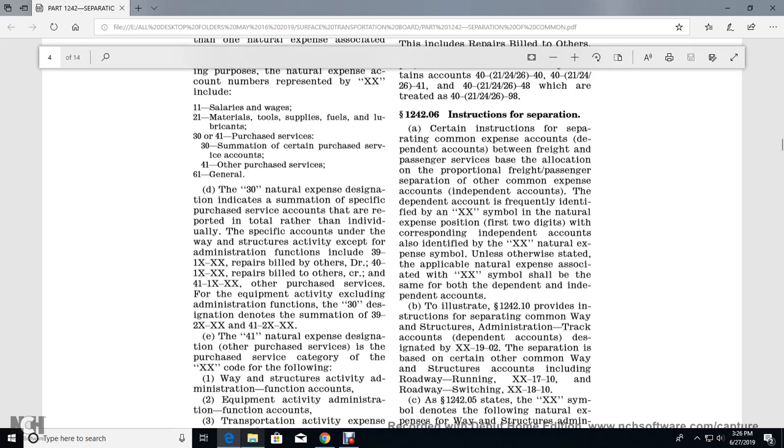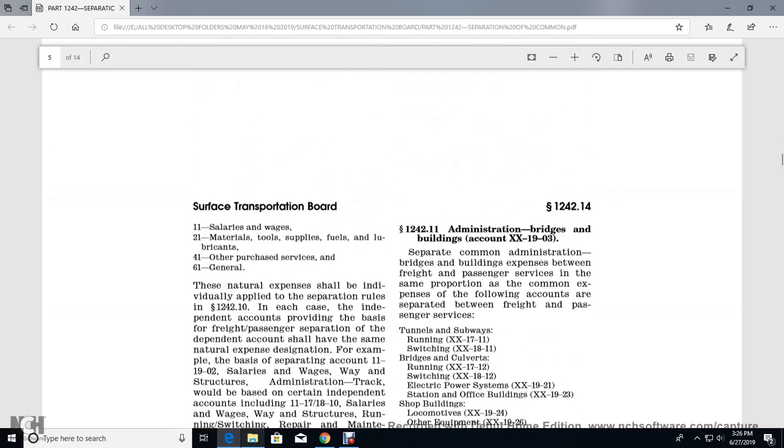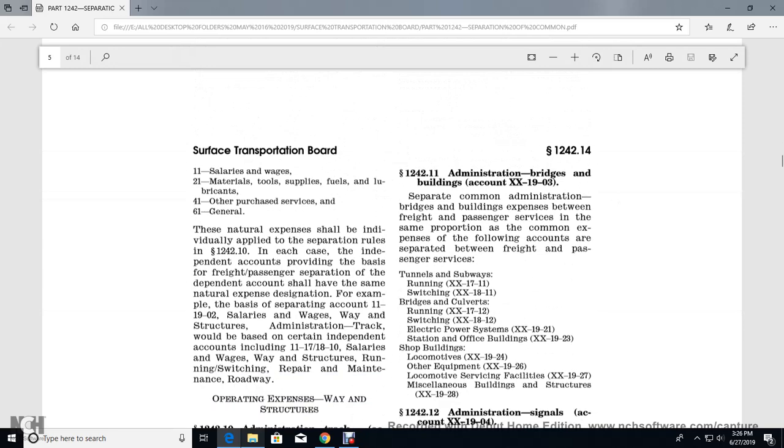To illustrate, 1242.10 provides the instruction separation codes of way structure for the administrative and track accounts dependent of the account designated with the XX 1902, the separation of the base and certain other common way of the railroad structure. So way or structure of the accounting include the running XX 1710 and roadway switching XX 1810. 1242.05, the symbol XX denotes the following national expense of the way structure administration functions: 11 salaries, 21 material, tool, supply, fuel, lubricants, 41 other purchase service, 61 general.